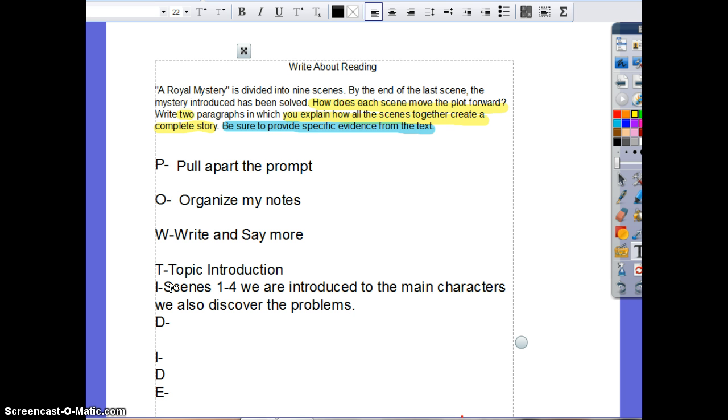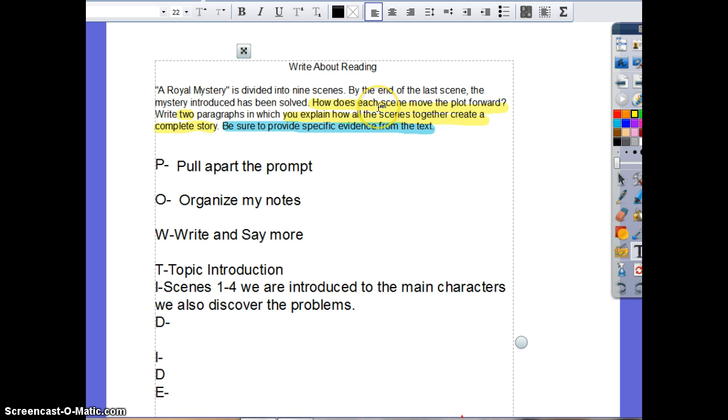Okay? Now, what does D stand for? Tell me, guys. Details. Okay. To make your writing more interesting, you've got to add lots of details. You have to. Okay? So this is not one paragraph until you add lots of what? Details. So everything that you write in this paragraph right here is going to be a detail that helps support this concept that scenes 1 through 4 we learn about the character.